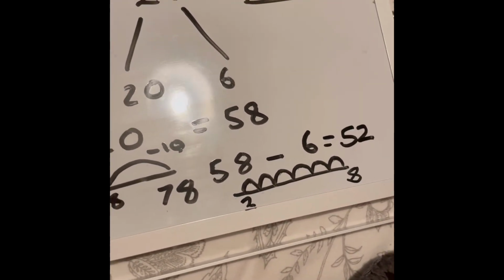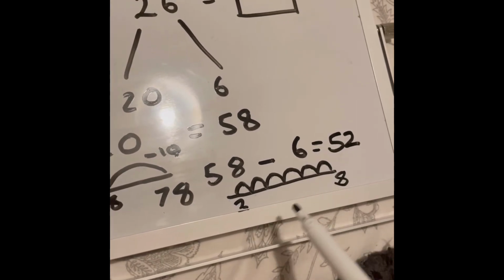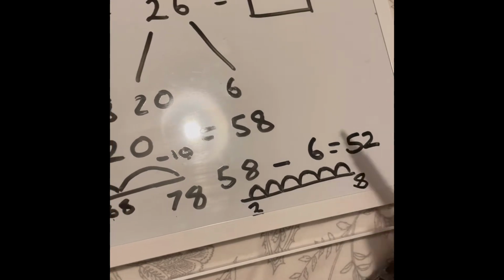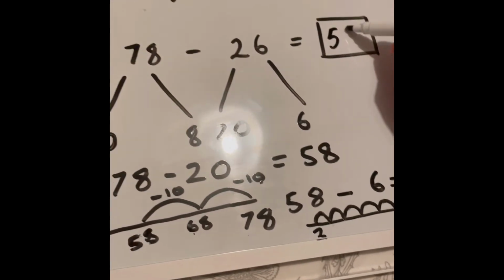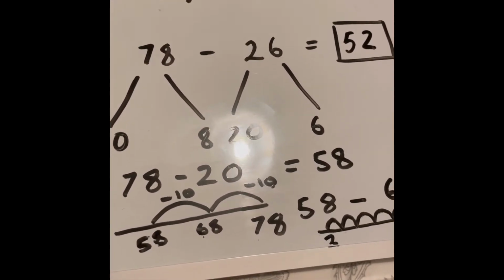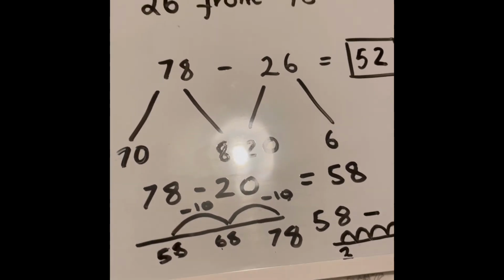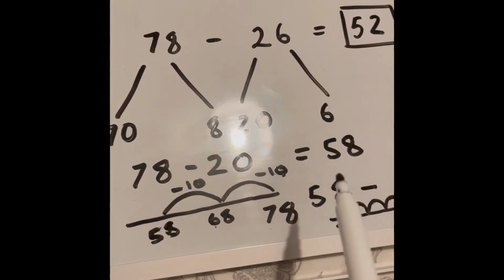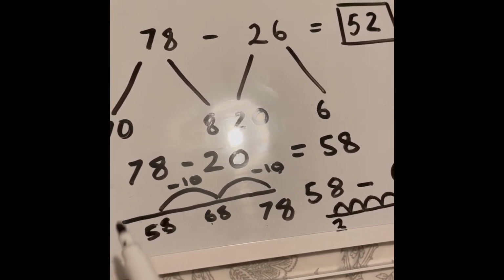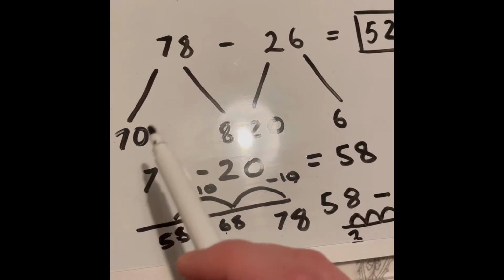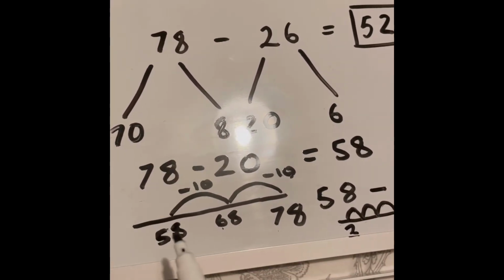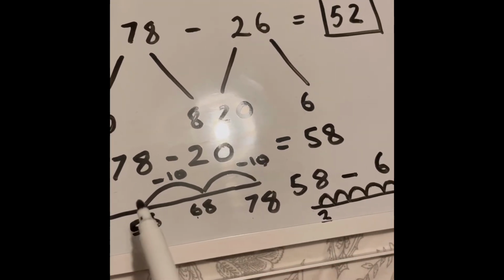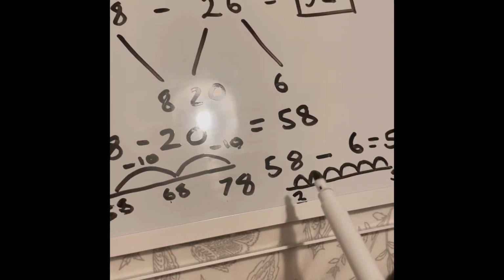And remember to use what you already know. If you know that 8 take away 6 is 2, you can figure out that 58 take away 6 is 52. And that's our answer. 78 take away 26 is 52. And we have found this answer from using a number bond diagram and using number lines to help us subtract. So using what we already know about place value and partitioning our numbers, and using the number line to help us do that, to help us count back in tens and count back in ones.